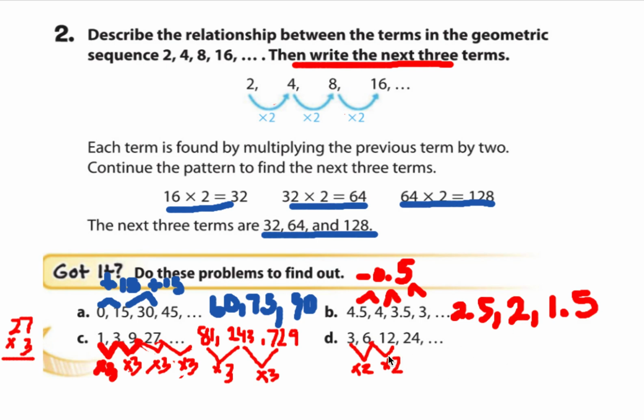I'm sure you could figure that out. Again, what you do first is look at the pattern. Are they multiplying? The numbers could be getting smaller, so they could be subtracting. Now you have to find out, are they adding, multiplying, subtracting, whatever it is, and then you continue the pattern to get the next 3 numbers.